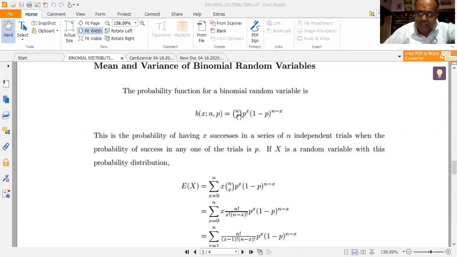P_X of x is equal to nCx, p to the power of x into (1 minus p) whole to the power of n minus x. So this is nothing but the probability of having x successes in a series of n independent trials, where the probability of success in any one of the trials is p. That's why I told you that the probability of success is p, and the probability of failure is 1 minus p, or q.